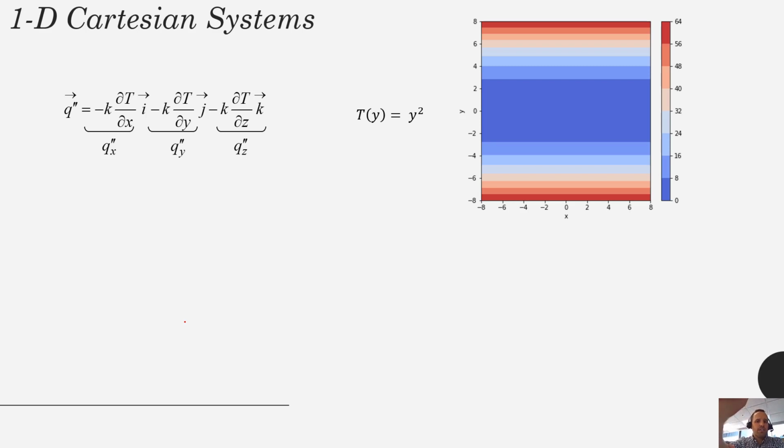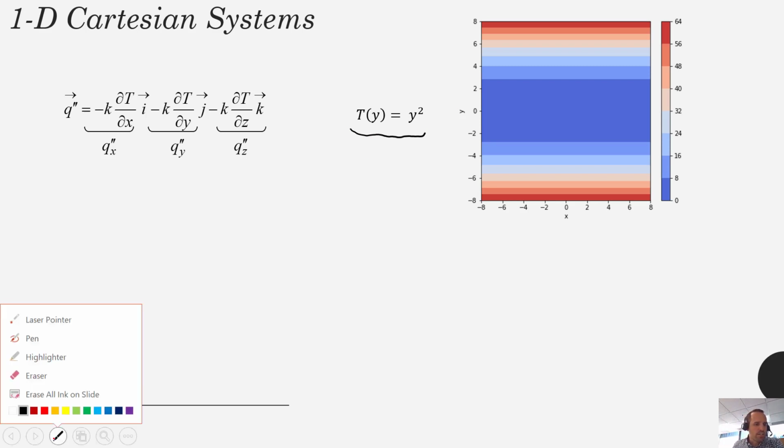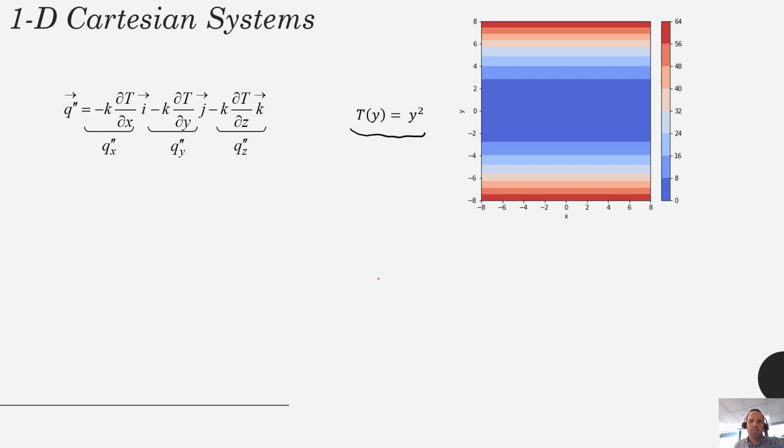Okay, let's look at another system. This one is a one-dimensional system. So we talked about if our z direction is in and out of the screen and we're assuming that temperature doesn't change, well, the same thing is happening in the x direction in this particular case. You notice that T as a function of y is equal to y squared. T is not a function of x in this particular example.